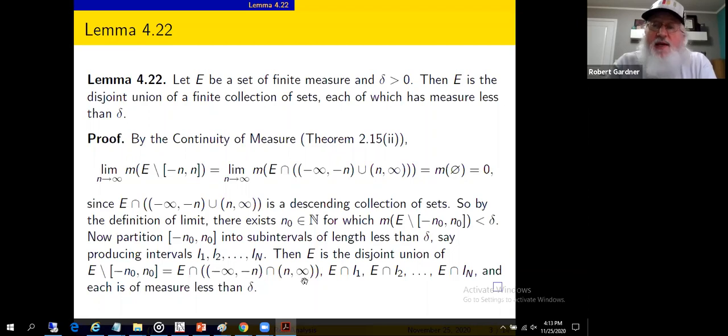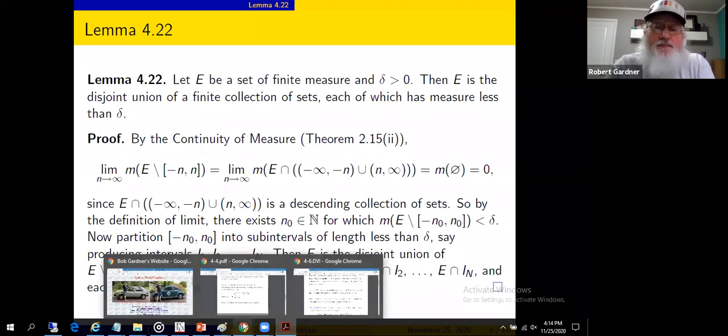The measure of this set being less than delta is given explicitly here. And of course, each of these little intervals had length less than delta. So by monotonicity, the measure of E intersect those intervals is therefore less than delta as well, as desired. So we've taken set E and partitioned it into a finite number of pieces, each of measure less than delta, for a given delta.